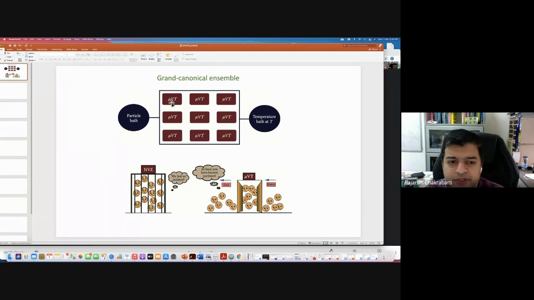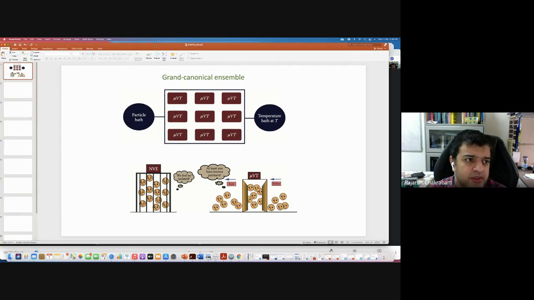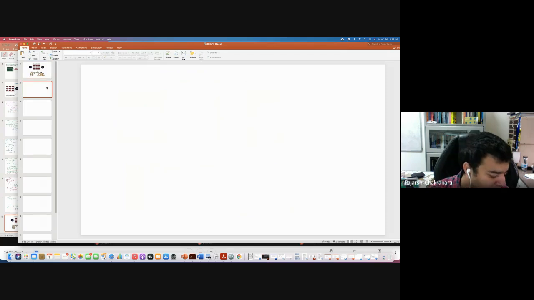You have a one component system, and this is done by coupling this whole system with a particle bath, which has an infinite number of particles or molecules. So there are two baths. One is a temperature bath, another is a particle bath. And then you follow the same procedure, the one we followed for the canonical ensemble, we follow the same procedure here.